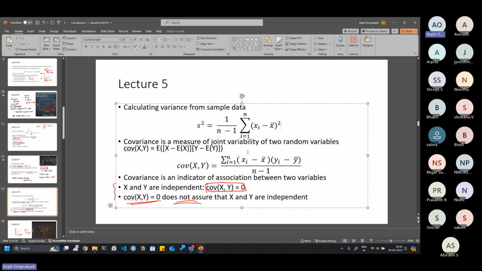We talked about covariance, which is a measure of joint variability between two random variables. So basically, how do they co-vary? If x increases, what happens to y? If y increases, what happens to x, and so on. And the most important thing to note here is that if x and y are independent, the covariance of x and y will be 0. However, if covariance of x and y is 0, it does not mean that x and y are independent.